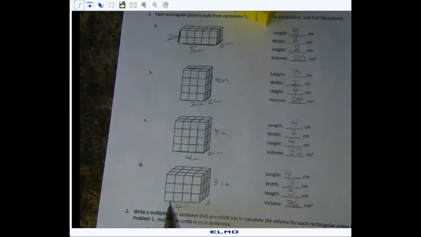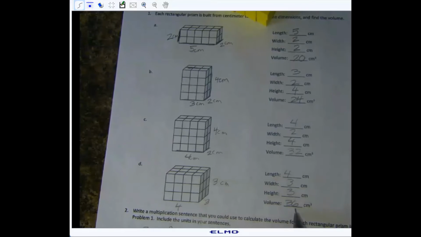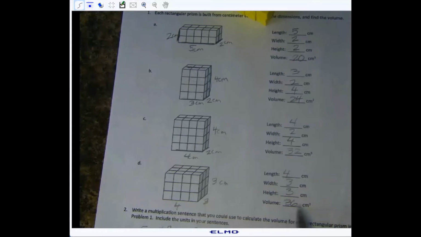This one has a length of 4, a width of 3, and a height of 3. So, how many cubes are in your bottom layer? 4 long, 3 wide. That would be 12 cubes, wouldn't it? And we have 3 layers. 1, 2, 3 layers. 12 times 3 is 36.